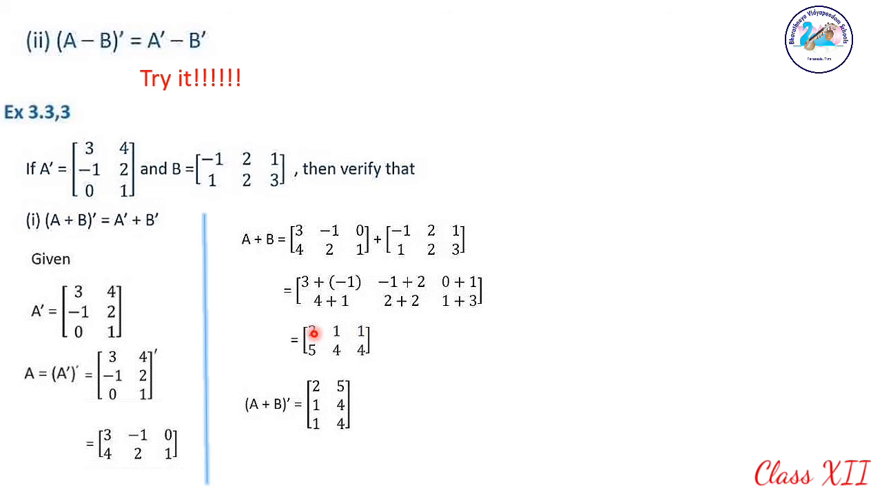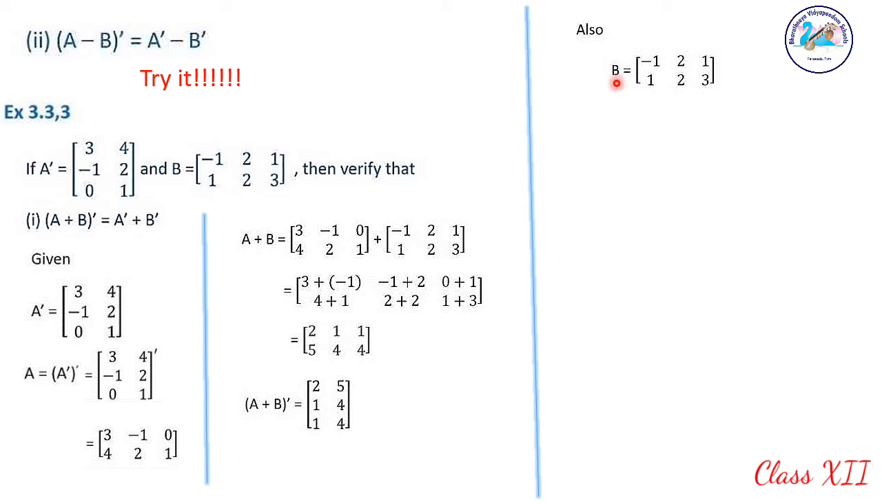First row is 2 1 1 for A plus B. For A plus B the whole transpose, that comes as first column 2 1 1. Then second row 5 4 4 will come as second column here. That is A plus B the whole transpose. Then when we move on to the right hand side, there A transpose and B transpose we need to add.